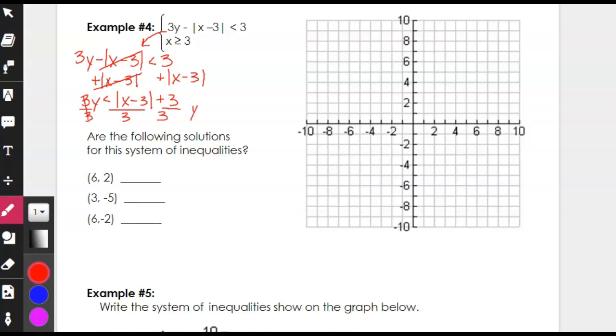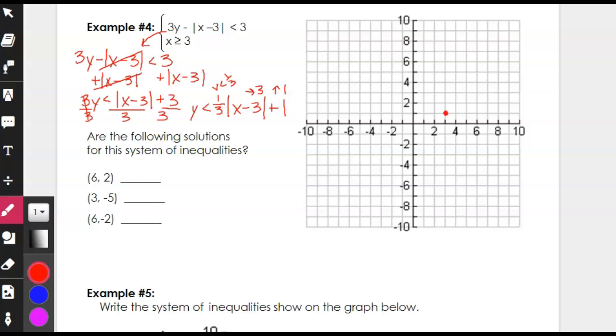So we have y is less than 1/3 out in front, absolute value, x minus 3, plus 3/3, which is 1. So if you think about transformations, this is a shift to the right 3, a shift up 1, and a vertical compression by 1/3. So I'm going to shift from the origin to the right 3 and up 1.